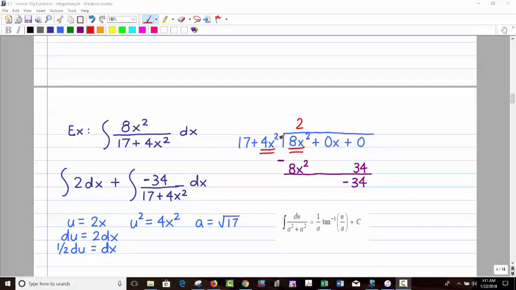Here's another one with division. Okay, this only has one division step, but it's going to lead to arctan though. 4x squared goes into 8x squared, and anytime that you have a number up here, that means that's your last step also. So this one's not too many steps here. So 2 times 4x squared is 8x squared. Those match like they're supposed to. 2 times 17 is 34, but because this is subtraction, we have negative 34 there. So our quotient is 2 plus the remainder, negative 34 over 17 plus 4x squared.